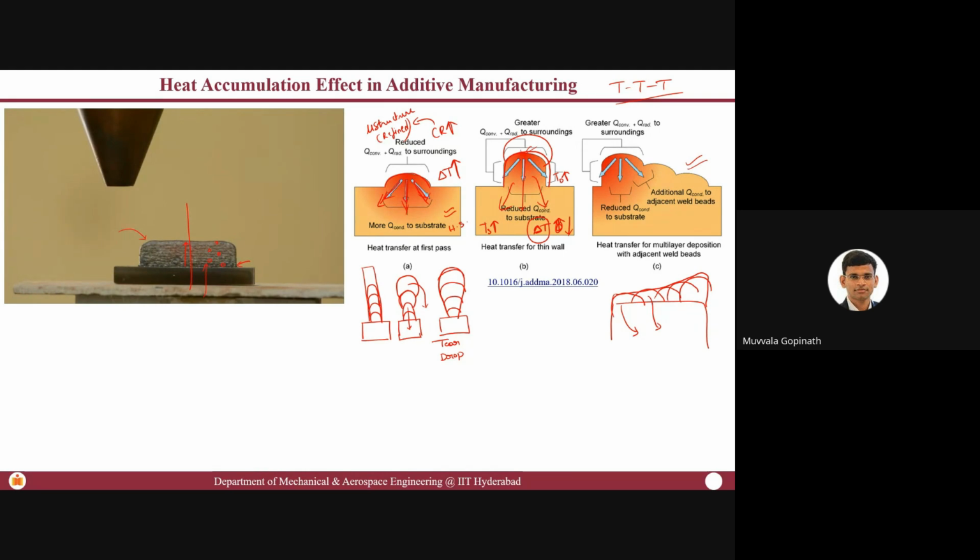But is it acceptable to industry is a bigger question, because industry looks at the number of components that I can produce per day, per month, per year. Now, if you introduce something called interpass delay into the process, then the productivity will come down. That is, the number of components produced per day will come down. So this is not acceptable for the industry.